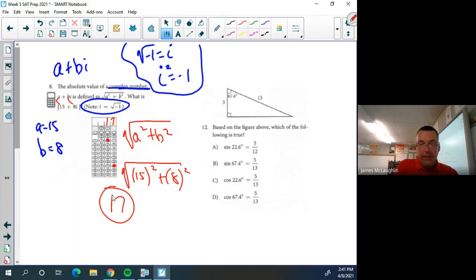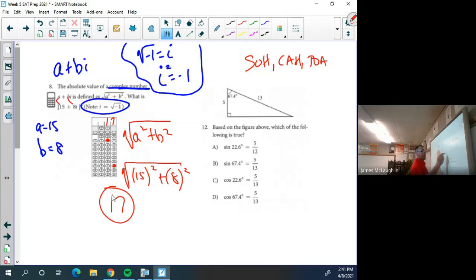Number 12. Now, depending on where you've been and where you came from, and of course what you had last year in geometry, you should have covered some SOHCAHTOA stuff. Never heard of SOHCAHTOA? You probably could Google it real quick. It's just a nice little rhyme that ties in the trigonometric functions. So the question is, which of the following is true?